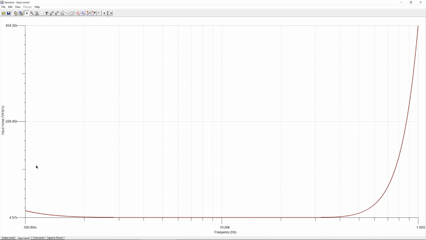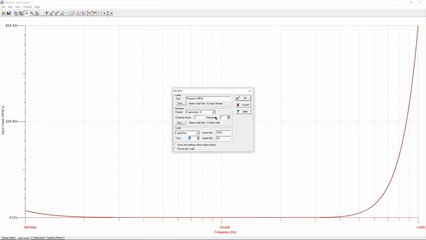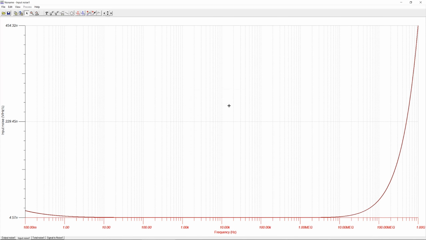Now let's also look at the input part. Again, this is approaching large values for high frequencies. If I, of course, make this more visible by looking at more ticks in the frequency axis, you can see it has, in this case, the 1/f noise part and the broadband noise, and also the part which is increasing without a limit.